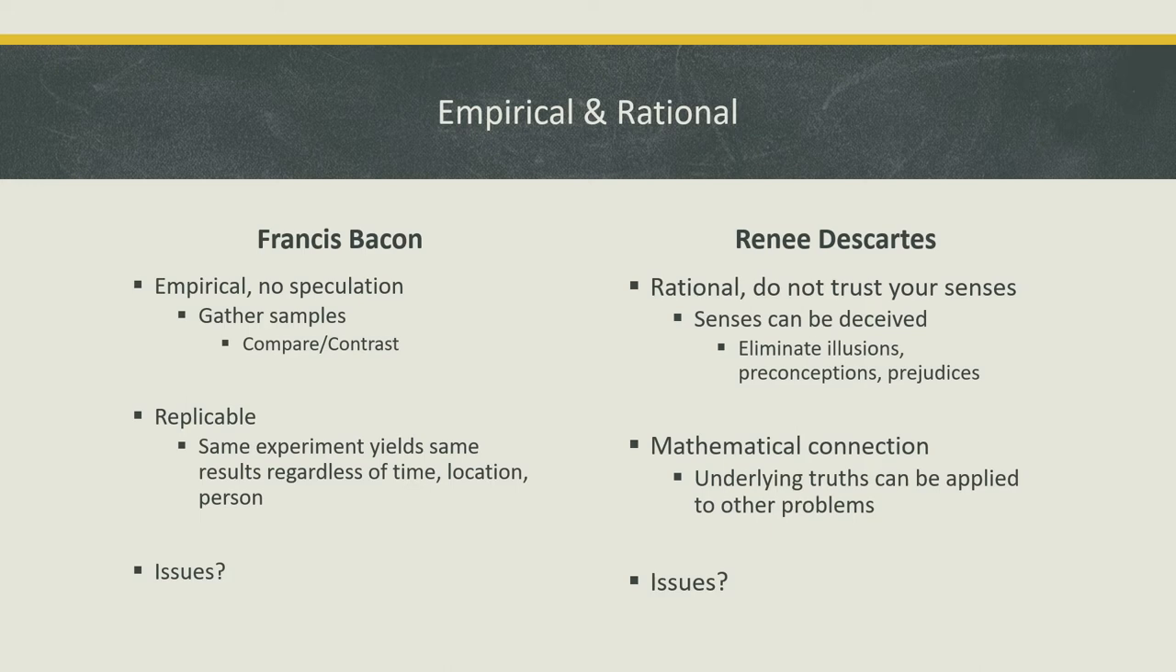Experiment on them. Perform tests upon them. Perform the same tests on each one of them. For example, if you want to test the flammability of an object, perhaps you gather as many objects as you can find in your world and you apply flame to them. It has to be the exact same temperature of flame, the exact same size, for the exact same duration, and you replicate over and over again.